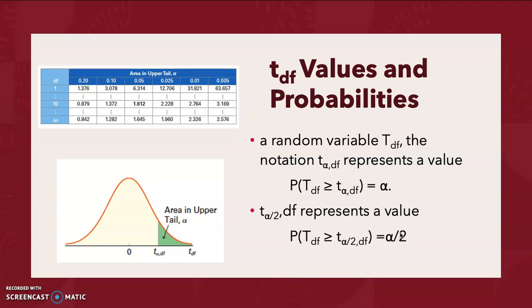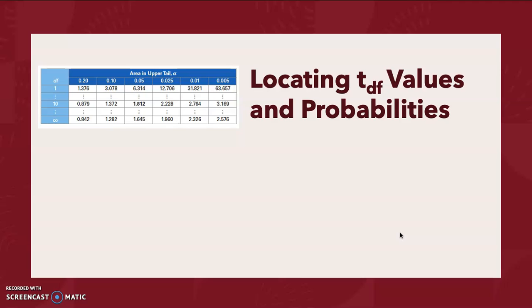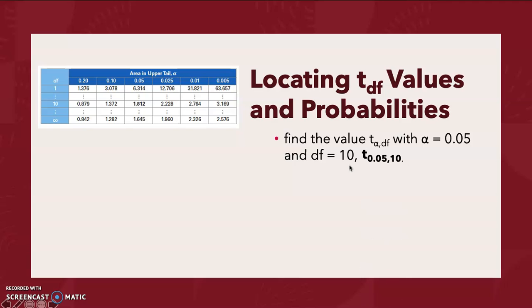To determine the probability of a t-statistic, we need the significance level, or alpha, and the degree of freedom. A t-table will have the alpha in the uppermost row and the degree of freedom as the first column. The rest of the table is the value of the t-statistic. Now, suppose we want to find the value t with alpha 0.05 and the degree of freedom 10. Or we can write it as follows.